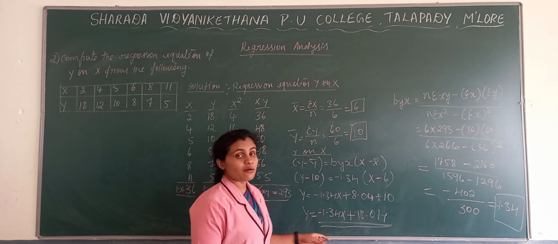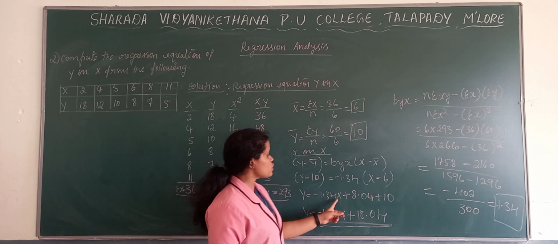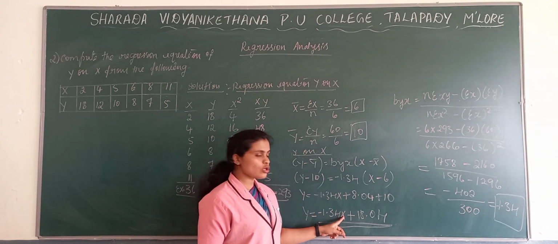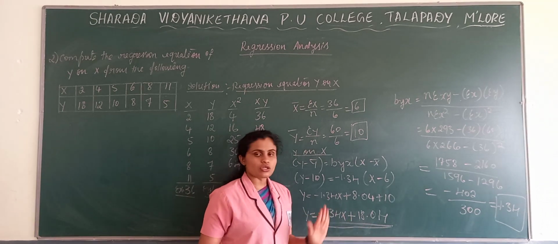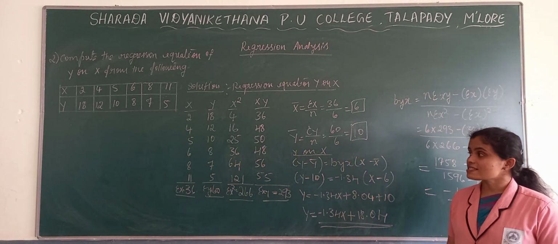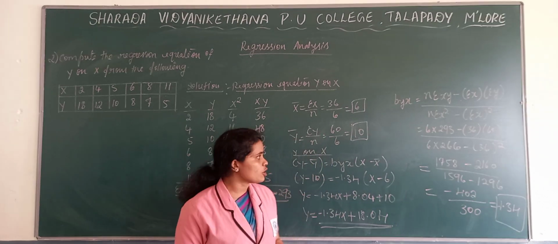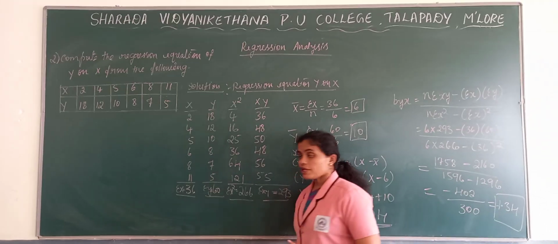Since they have not mentioned any x or y values in the problem, if they mention, we have to substitute here. They have not mentioned, so it will remain as x itself. So this is the equation which we obtain from this particular problem. This is about when they asked us to obtain one particular equation. Here we have seen y on x.